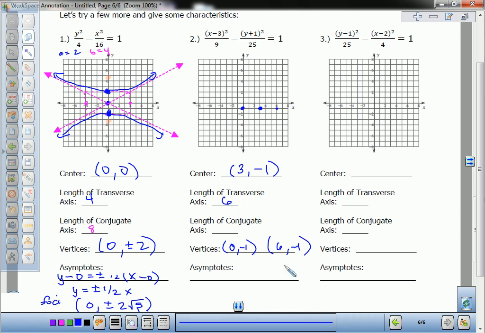My conjugate axis. How far do I move up and down to create that conjugate axis? I move 5. So it's 10. It's a big one. So the conjugate axis can certainly be larger than your transverse axis. Okay, now we create our box.